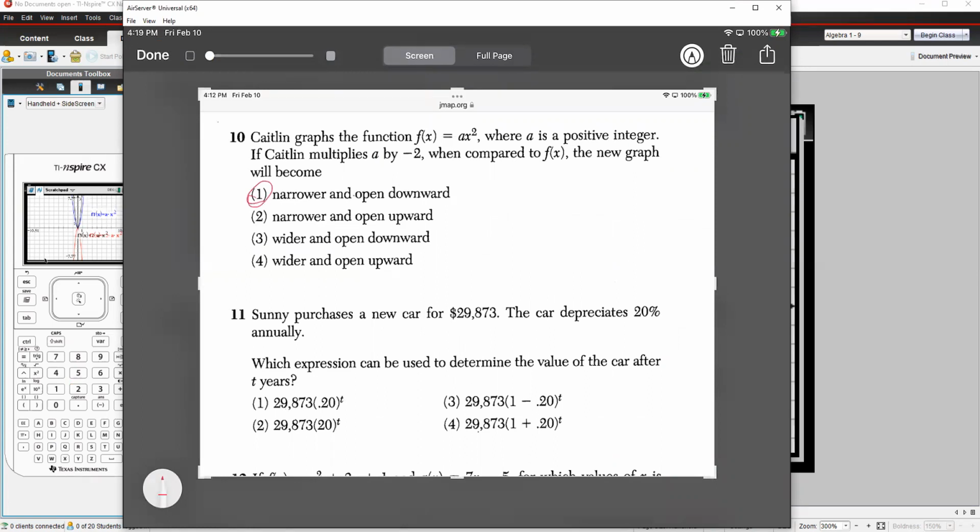That's it. Just graph it and then do what it's saying. If A is a positive integer, then put in a positive integer for A. If we multiplied it by a -2, multiply it by a -2, and then see what it looks like.